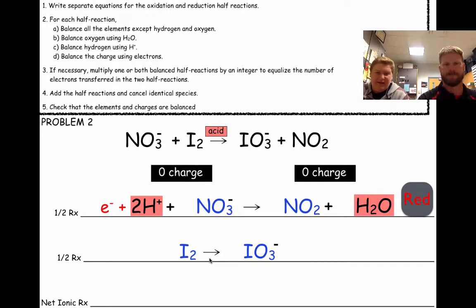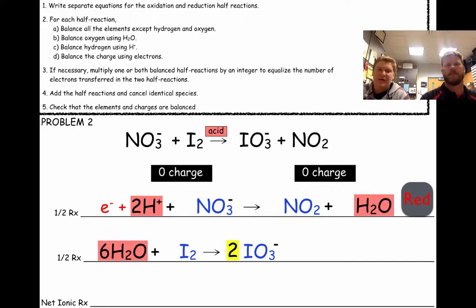How about this one? All right, so we have to balance the elements except for hydrogen and oxygen. So we have I2 and just an I. So to balance that out, we need to make that a 2. So now we have those oxygens that we need to deal with. So we have 2 times the 3 oxygens that are there. So we need to add 6 H2O to the reactant side.